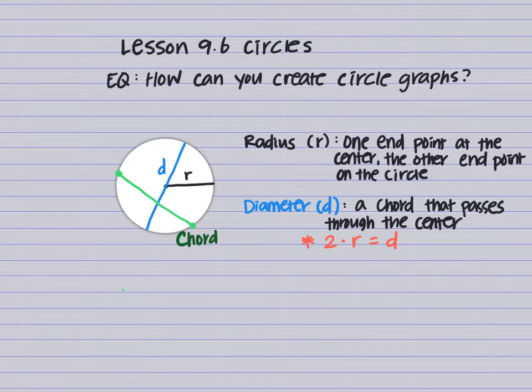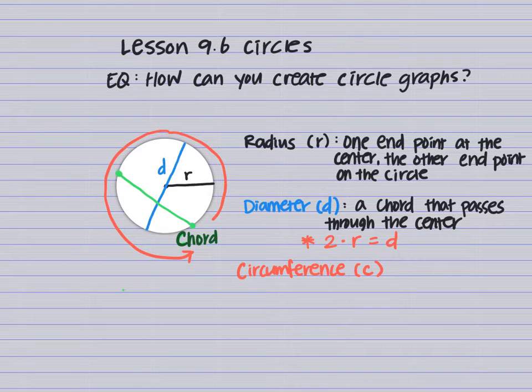Now, when you have a radius and diameter, you can actually find the circumference of the circle. So circumference is represented by C, is going to be the length around the circle. So it has to be the full length around the circle. It's going to make it like this. So it's a full length around the circle, the distance. So circumference is the distance or the length around the circle.